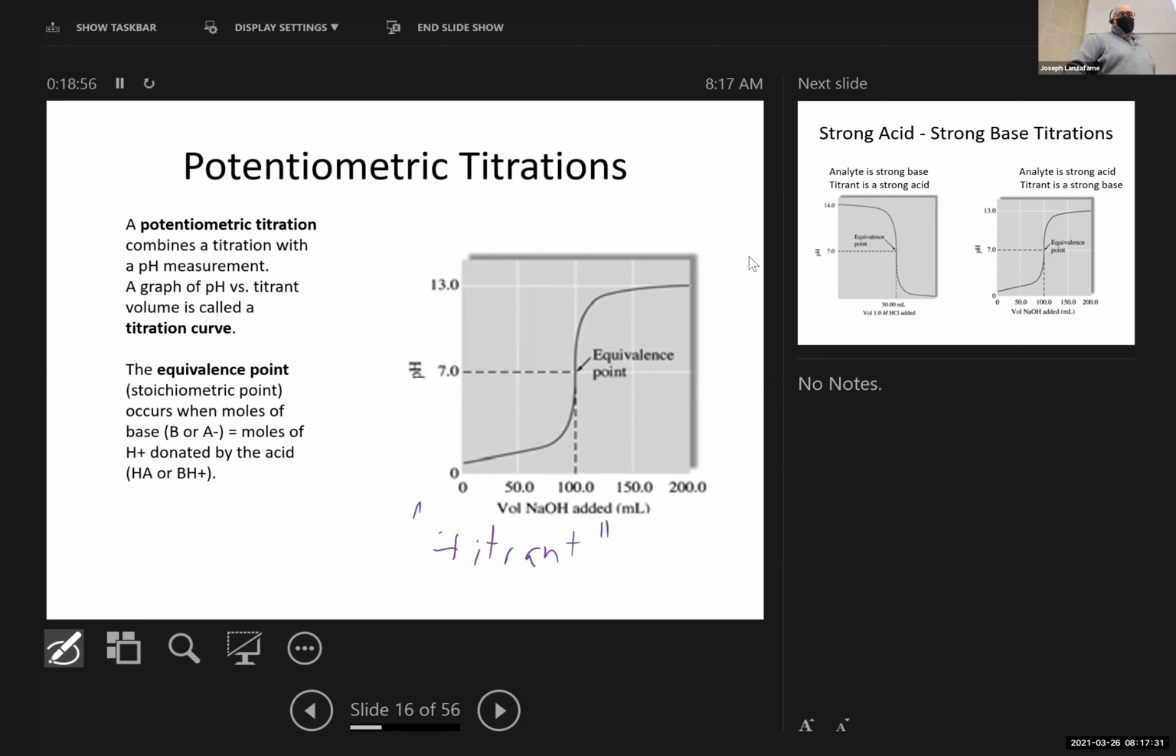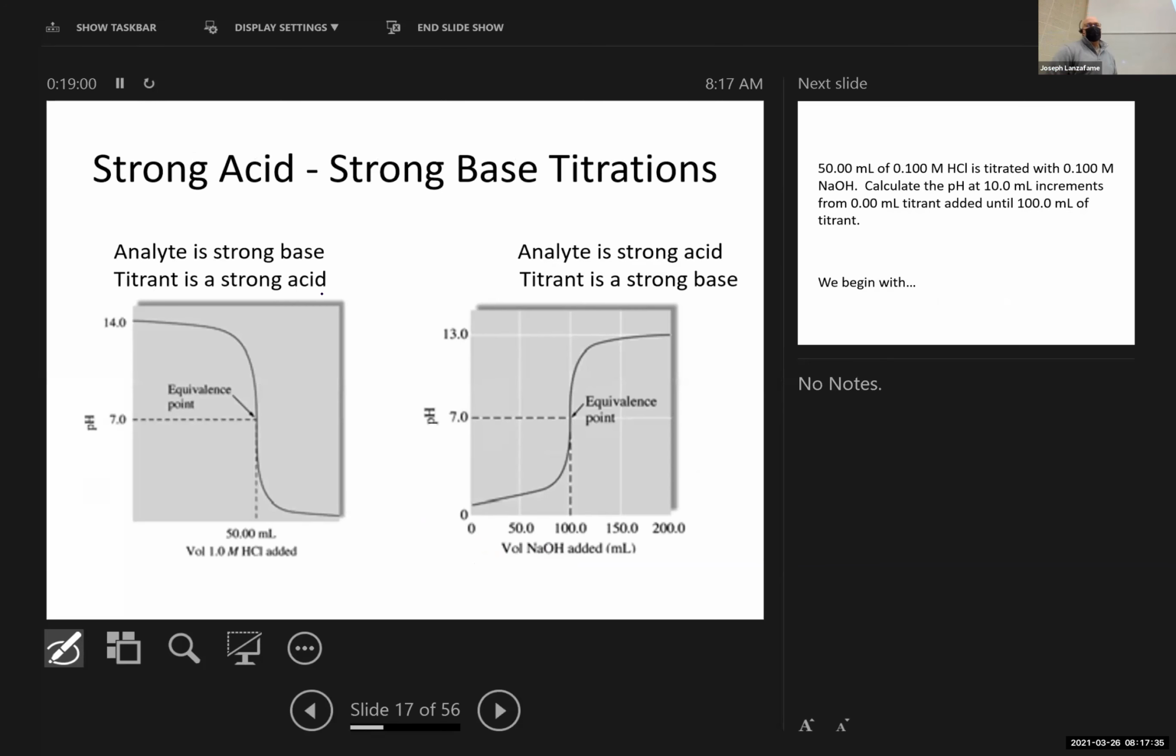And of course, if I add an acid to a basic solution, it does sort of the same thing, but in reverse, right? The pH is going to start high because there's base in my beaker, right? As I add acid, it's going to gradually change, then rapidly change through the equivalence point, and then flatten out again.